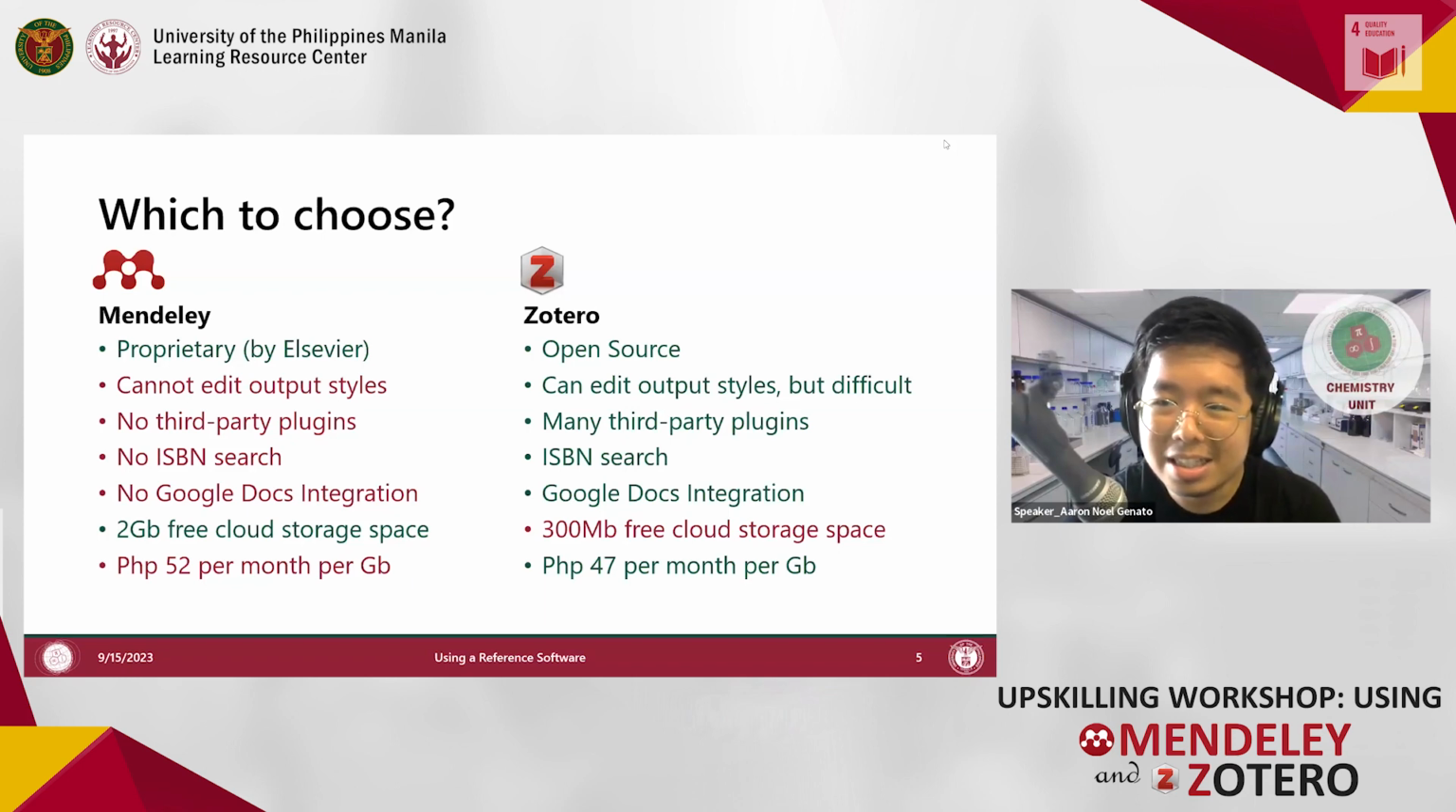No, you can edit output styles. You have many third-party plugins as opposed to Mendeley. I've tested this. You can actually search for books. They have a catalog of books for ISBN search. So you can just input the ISBN. Tapos lalabas na yung reference mo doon sa program ng Zotero. So far, the only one with Google Docs integration or yung pinaka-popular nating collaborative word processor is Zotero. So yung Zotero lang yung merong plugin so far.